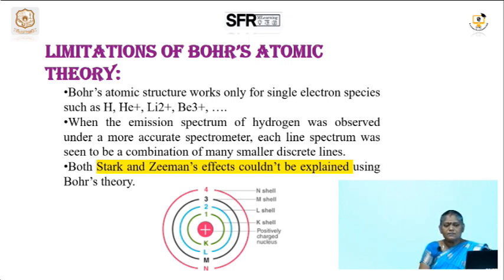When the emission spectrum of hydrogen was observed under a more accurate spectrometer, each line was seen to be a combination of many smaller discrete lines. Both the Stark and Zeeman effects couldn't be explained using Bohr's theory.